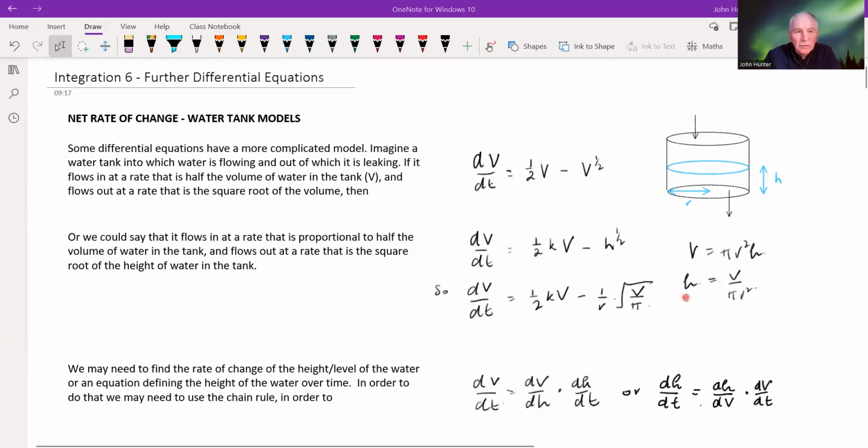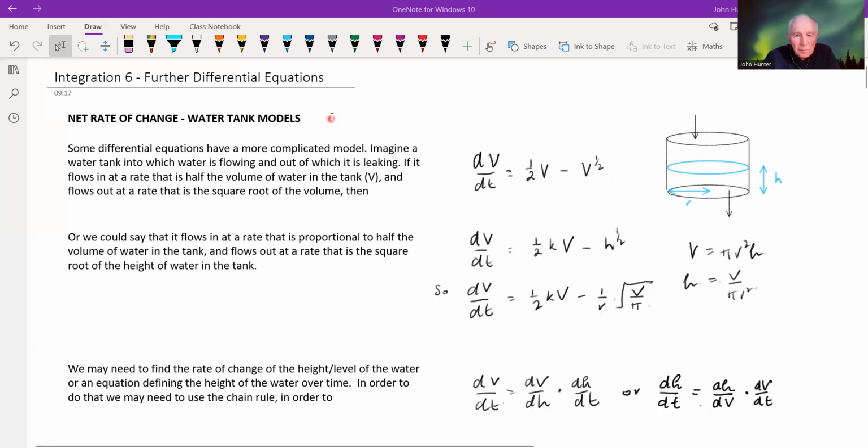Okay, this is the sixth video in the integration section. This is on further differential equations. So we're basically taking the differential equations that we've done previously and looking at some things a bit more complicated, one or two more interesting things. And one of the main things we're looking at here is the concept of net rate of change.